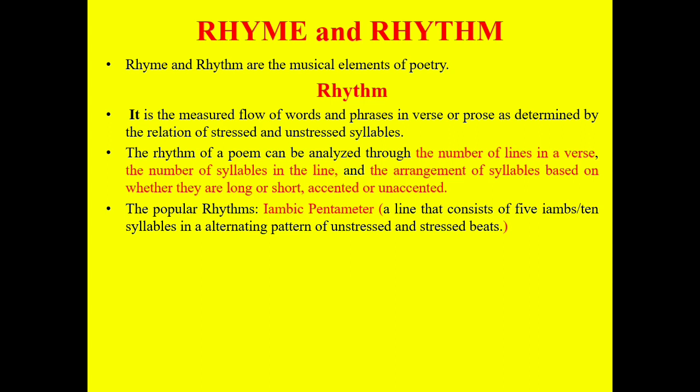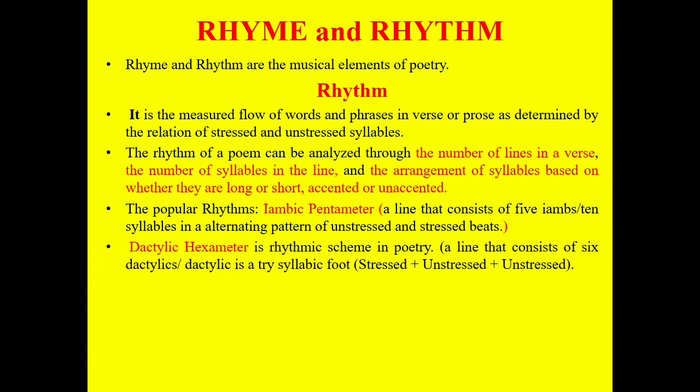So this is one kind of rhythm, and another kind of rhythm is dactylic hexameter. It is a rhythmic scheme in poetry. You can see a line that consists of 6 dactyls. A dactyl is a trisyllabic foot. The first syllable is stressed and the remaining 2 are unstressed. So 3 syllables are there in a dactyl, and this dactyl is going to repeat 6 times in a line. So that is called a rhythm.